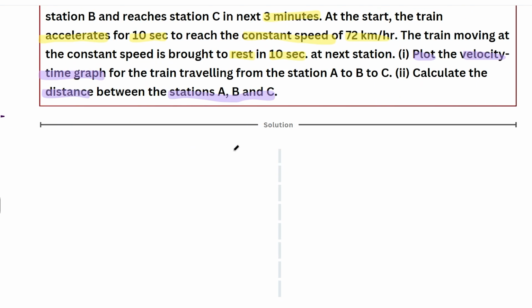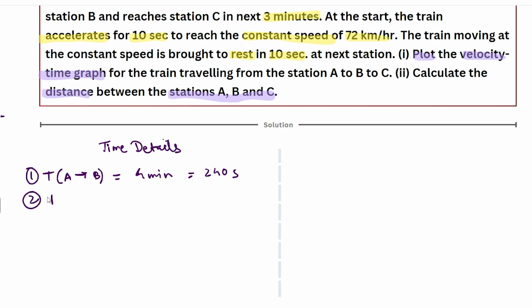First of all, we will write all the data that has been given to us. We have quantities that give us information about time. The first thing is the time required by the train to travel between stations A and B. This is given as 4 minutes. For this particular question, it would be easy to represent time in seconds, so 4 minutes becomes 4 into 60, that is 240 seconds.